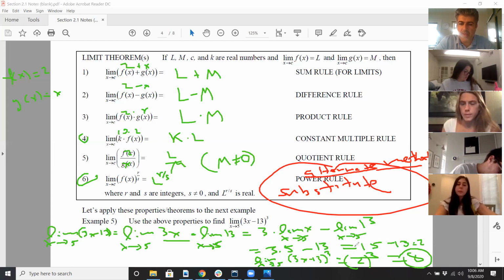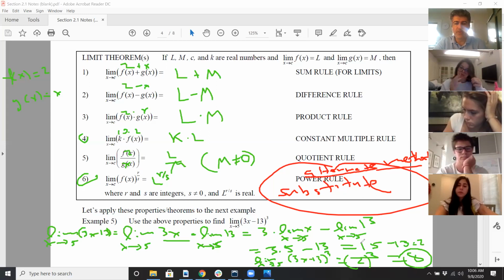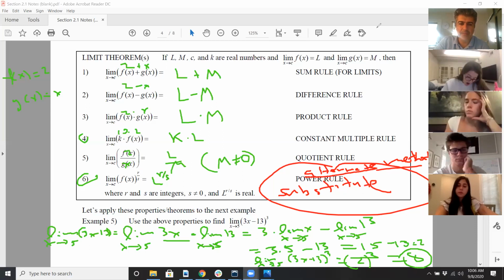15 minus 13 is 2. And then you're doing the limit of 3x minus 13 cubed. You already know the limit of 3x minus 13 was 2. Using this property 6 here, 2 cubed is 8. So that's how I guess you would show the work. But to be honest with you, if you just substitute, I think we're fine with that.